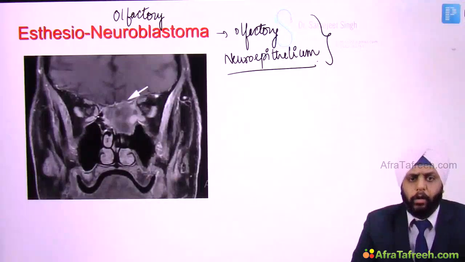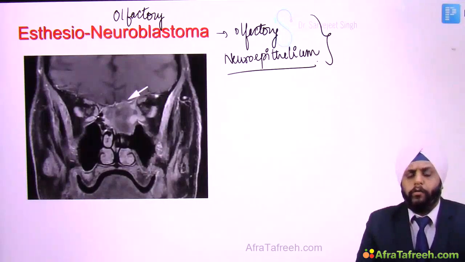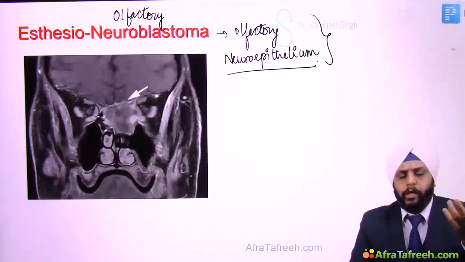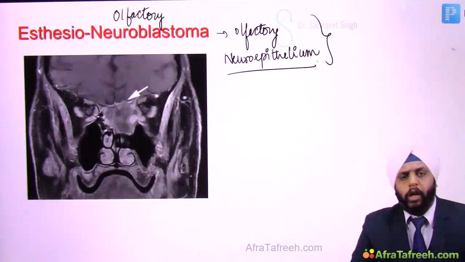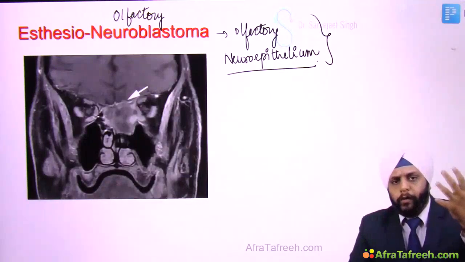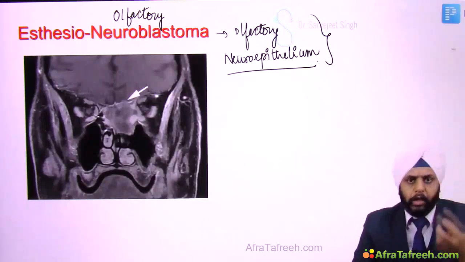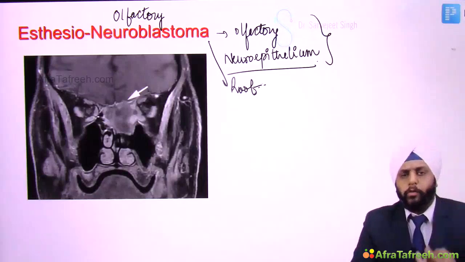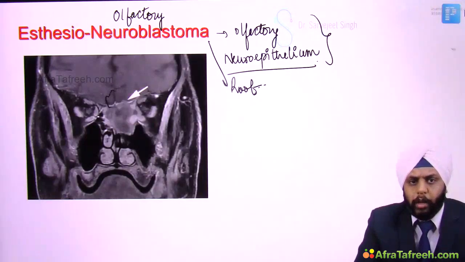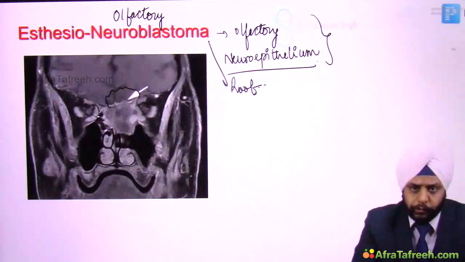Now, where is this olfactory neuroepithelium located? We all know it is located in the olfactory fossa. That means the roof of the nasal cavity. So therefore, this esthesioneuroblastoma arises at the roof of the nasal cavity, cribriform plate of ethmoid, and from there it grows downward. Right? So easy, it arises in the roof and it grows downward. Some part may also grow upward into the anterior cranial fossa. Just remember that also.